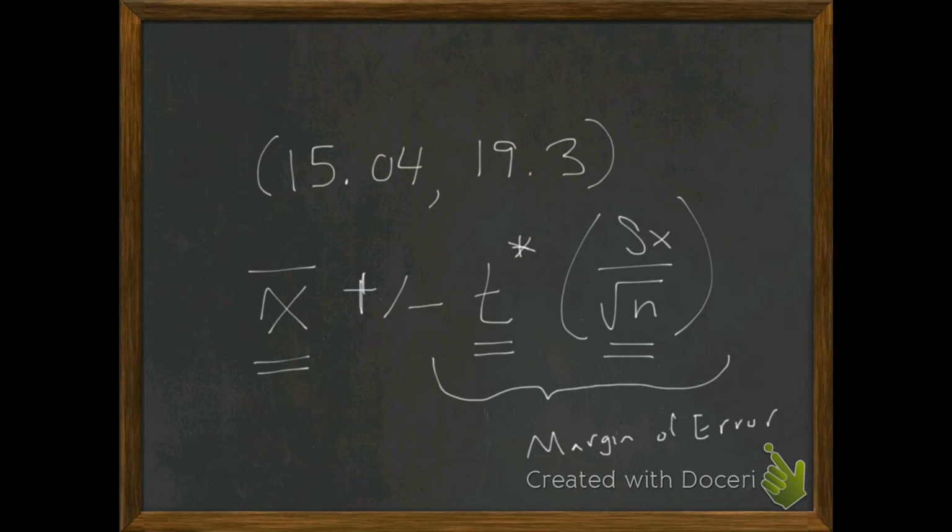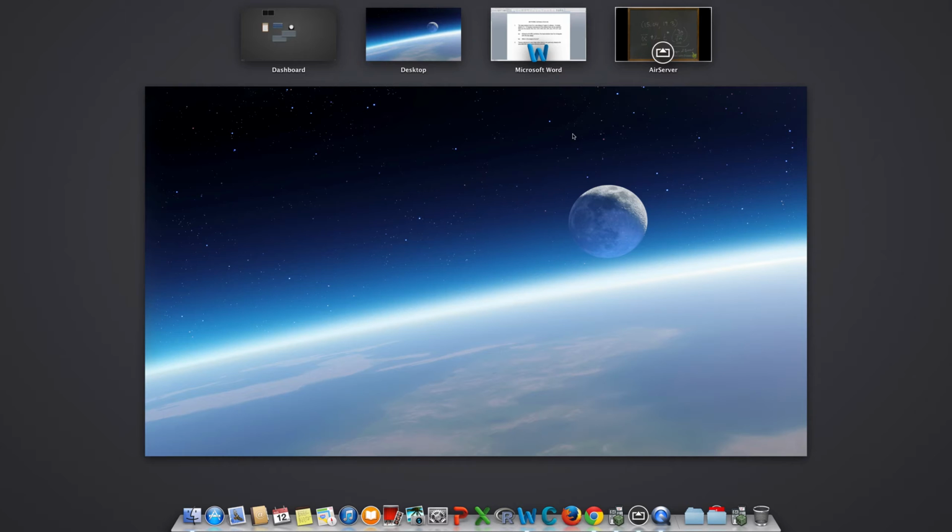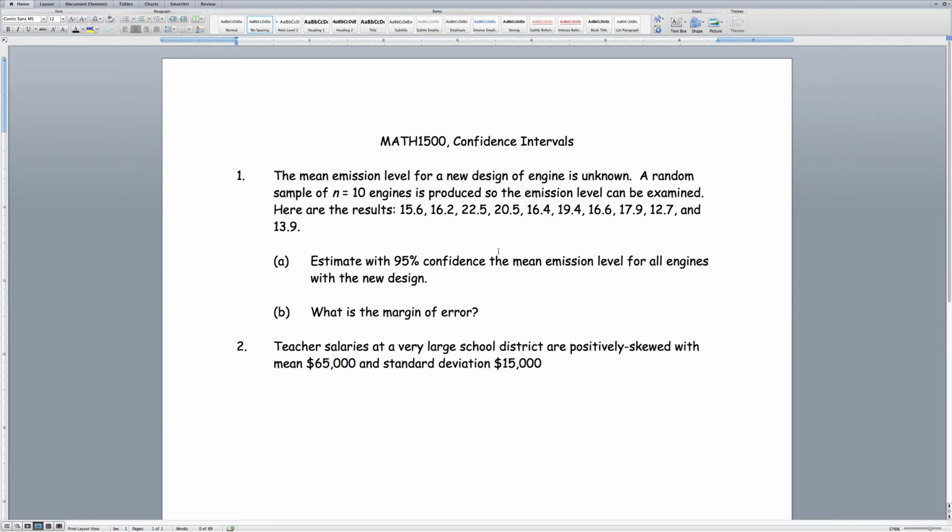So let's go back to our handout. Estimate with 95% confidence the mean emission level. So what we ended up with is 15.04 to 19.3. Now, what I always like to do is just double check with the calculator, and let me show you how to do that.